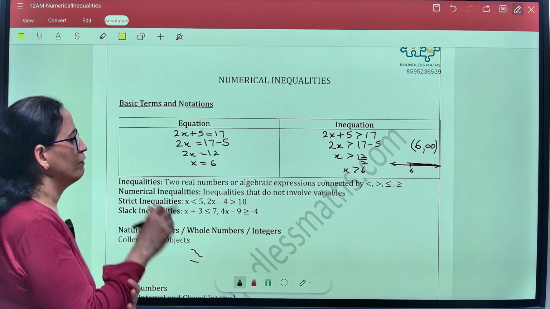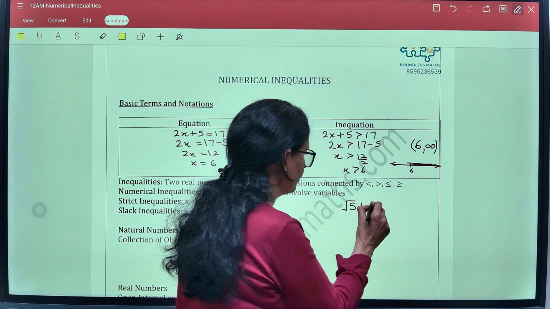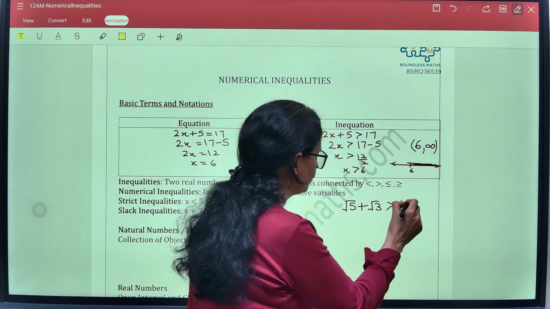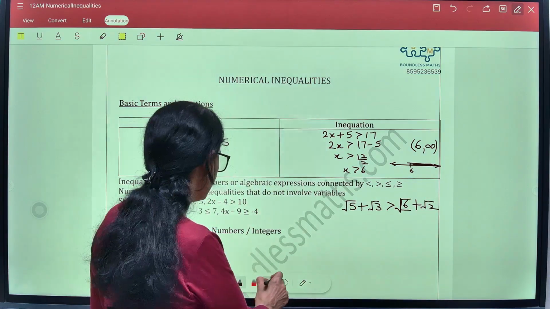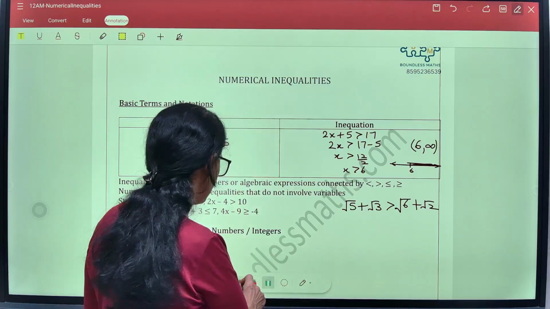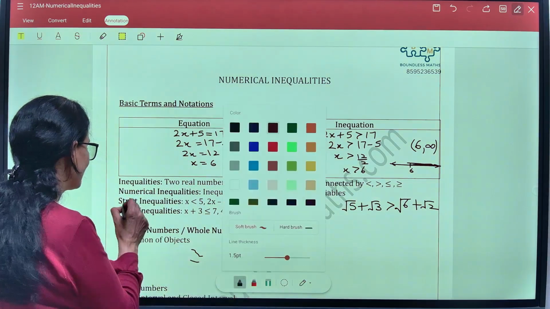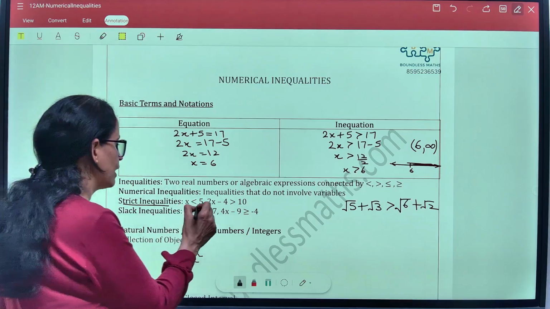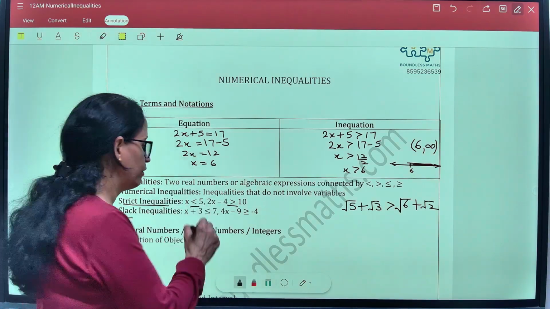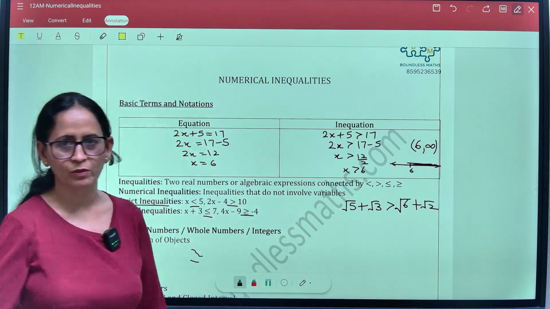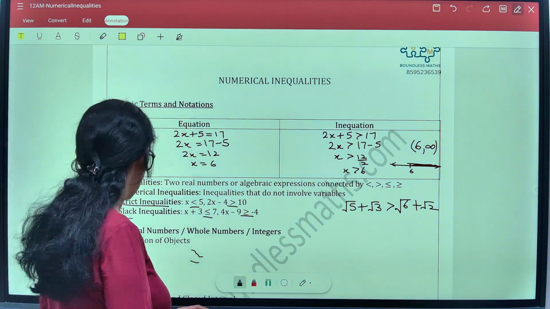Now, inequalities involving only numbers, not variables. For example, √5 + √3 > √6 + √2. Now this is an inequality which does not have any variable, so this is called a numerical inequality. There is another term called strict inequalities, where we have less than or greater than sign, and slack inequalities are the inequalities where we have less than or equal to or greater than or equal to sign. So these are the basic terms that we will come across while solving questions.